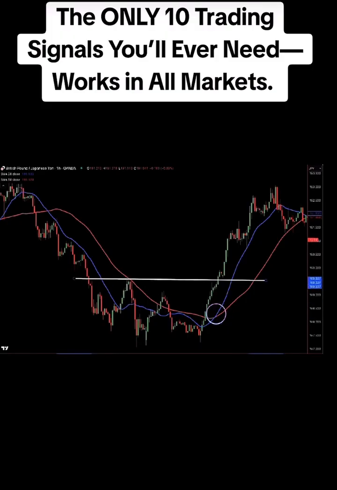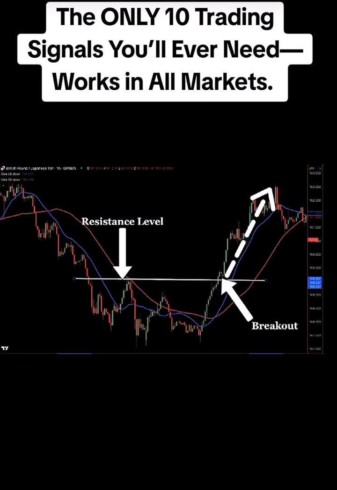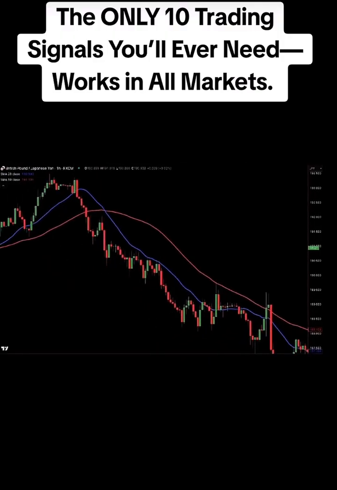We identify a key resistance level just above the price action and we wait for a breakout of that resistance. This breakout acts as our confirmation that the crossover is valid. As you can see, after the resistance is broken, the price accelerates strongly in the direction of the crossover, giving us a much higher probability trade.